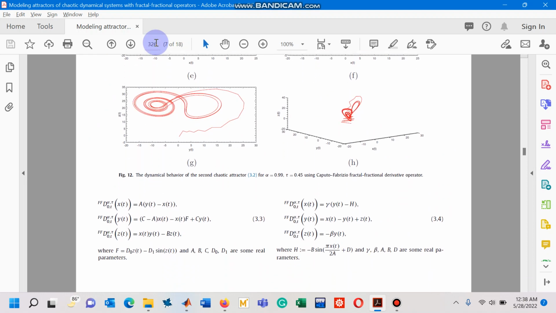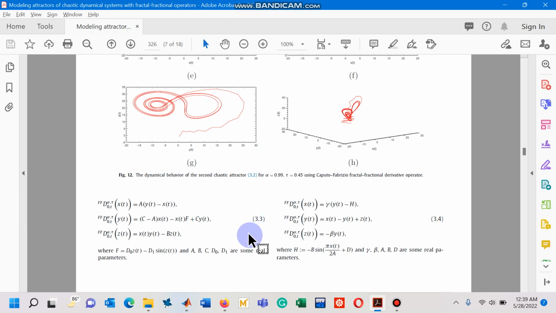Now, as you can see on your screen, the dynamical system is given by equation 3.4. So it is a set of three differential equations. The first differential equation is nonlinear because of this term H, which has been defined by a trigonometric function sine with an argument of the dependent variable. The second and third are linear differential equations, but the system is a nonlinear system of differential equations, which is now being investigated under fractal fractional operators in the Atangana-Baleanu sense.